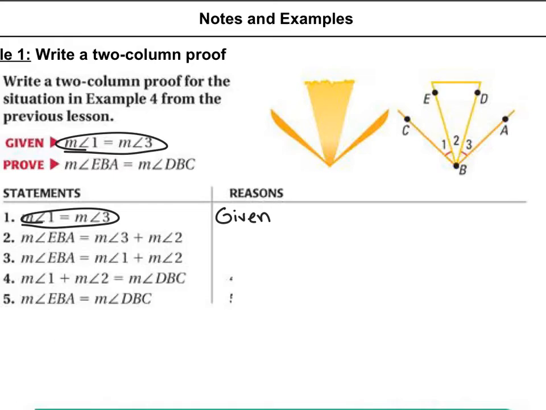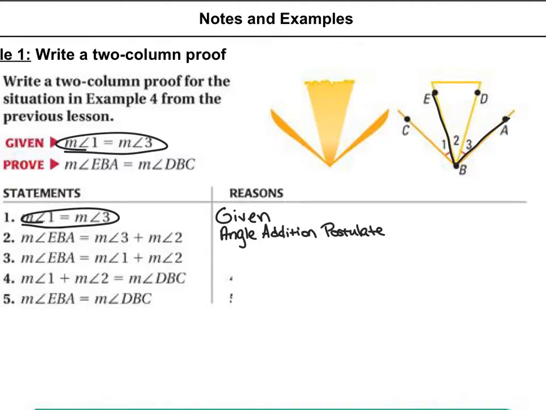The next one is stating that angle EBA is equal to the measure of angle 3 plus the measure of angle 2. Now what allows us to know that adding two smaller angles together gives us a larger angle? Hopefully you're able to remember that is known as the angle addition postulate. And what that basically meant was that I can take any two smaller angles and add them together and it will give me the larger angle. So angle addition postulate.